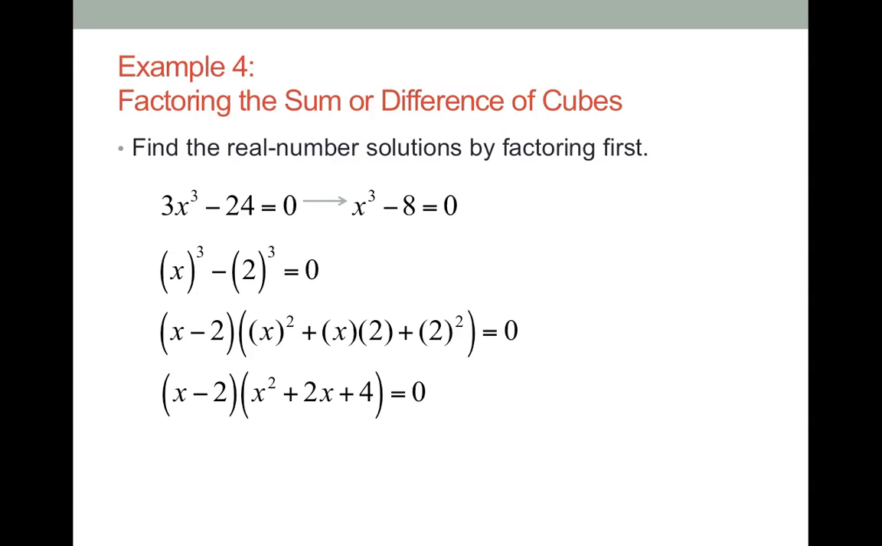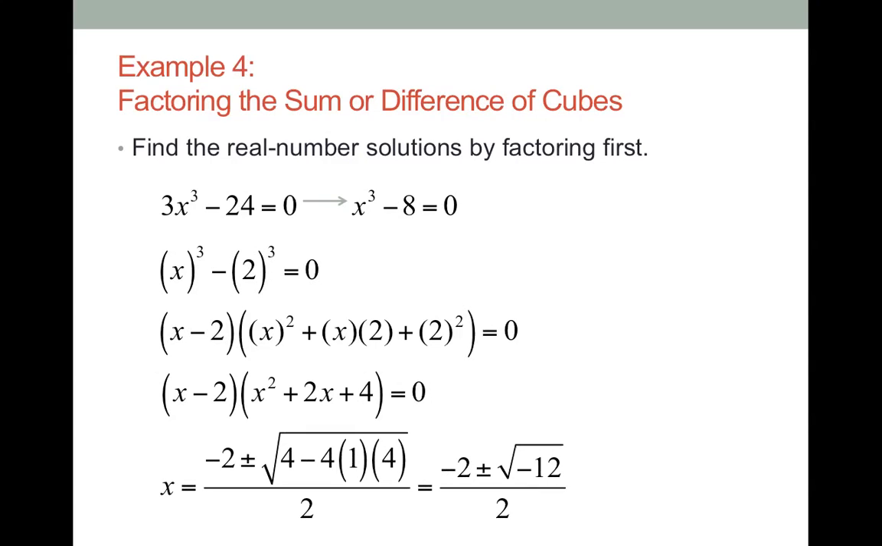And again, just to show you that we only really need to worry about that first binomial linear factor, if I use the quadratic formula on the x squared plus 2x plus 4, you can see again, I end up with a negative inside the radical. So just showing you once again, the quadratic is not going to give me real number solutions. So I'm only going to look at that x minus 2 factor, and it's going to give me a solution of x equal to 2.